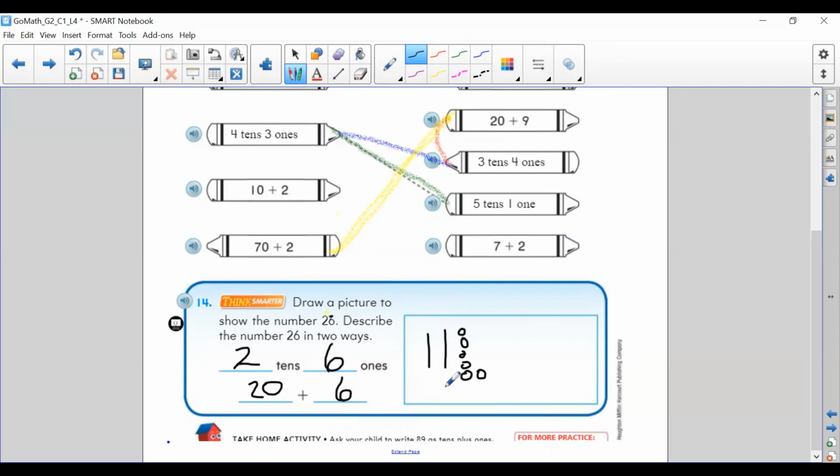and you've learned how to express numbers with quick drawings, tens and ones, and expanded form.